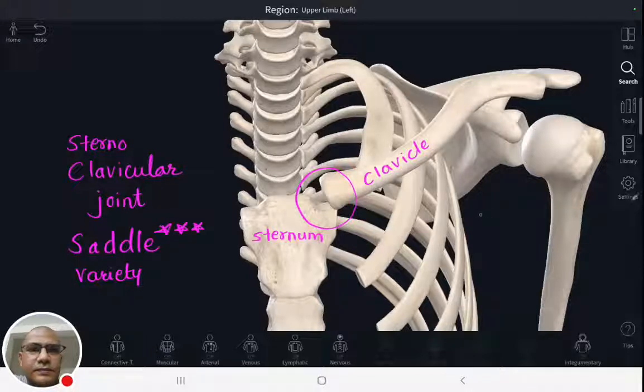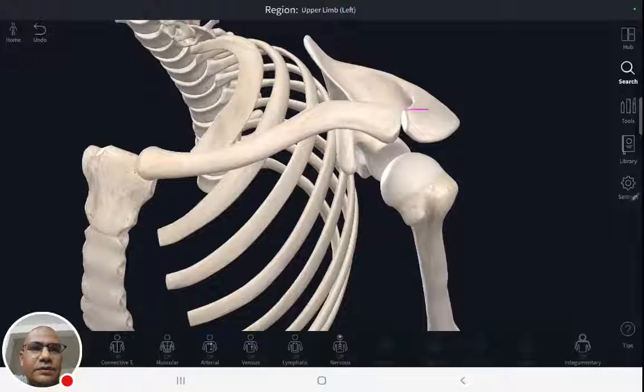Next, we have the lateral end, which is also called as acromial end. It articulates with the acromion process of the scapula to form acromioclavicular joint, which is a plain synovial joint.